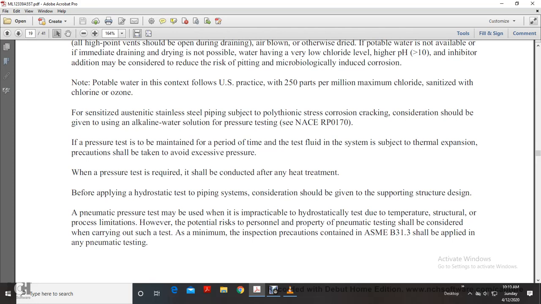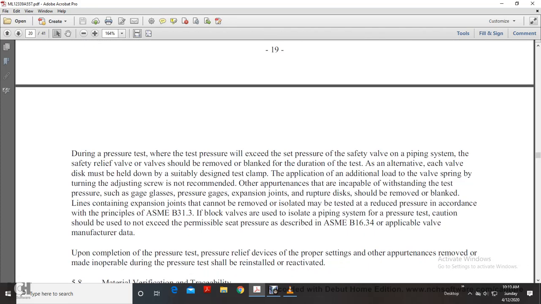A pneumatic pressure test may be used when hydrostatic testing is impractical due to temperature or structural processing limitations. However, the potential risk of personal injury and property damage with pneumatic testing should be considered when carrying out such tests. Minimum inspection precautions contained in ASME B31.3 shall be applied in pneumatic testing.